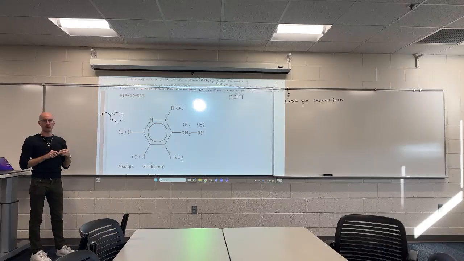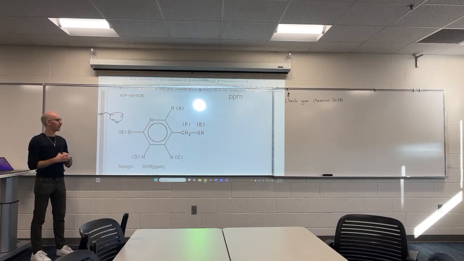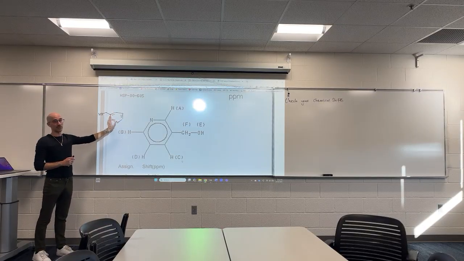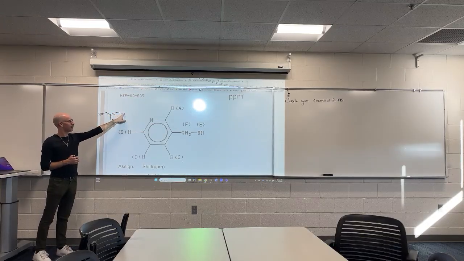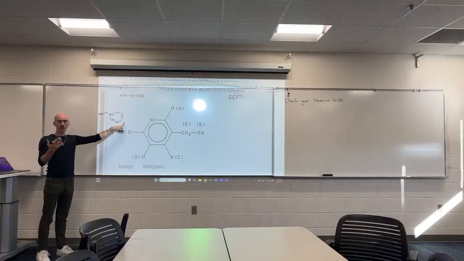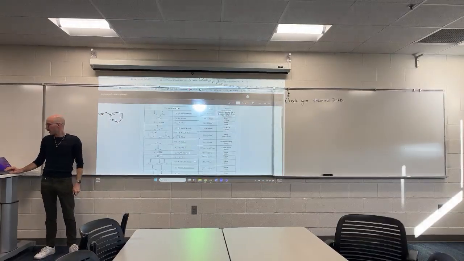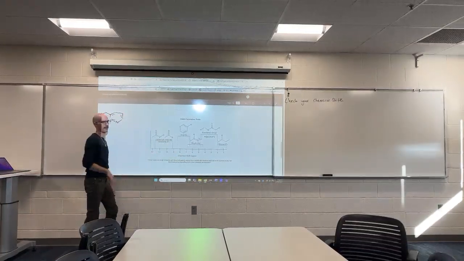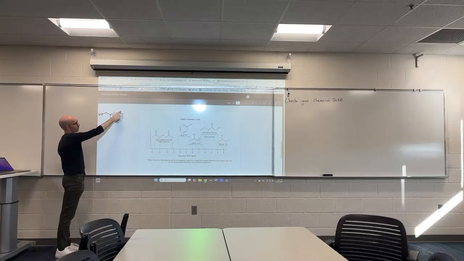What types of groups are you expecting to find based on this compound? Well, I know this is not your typical benzene ring, but it's like an analog of a benzene ring. And so I would expect these hydrogens coming off of this ring to show up in that same region, 6.5 to about 8.5. That's the chemical shift I'd expect. So 1, 2, 3, 4.